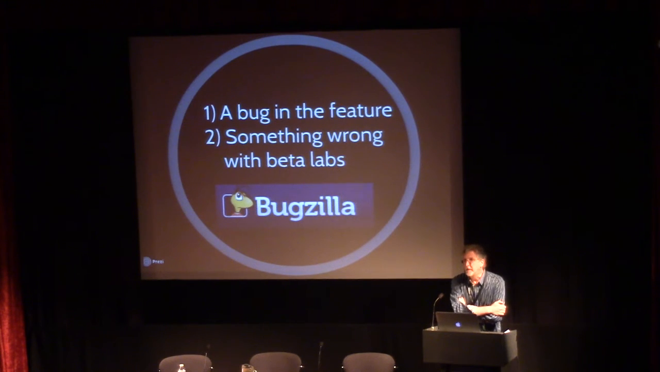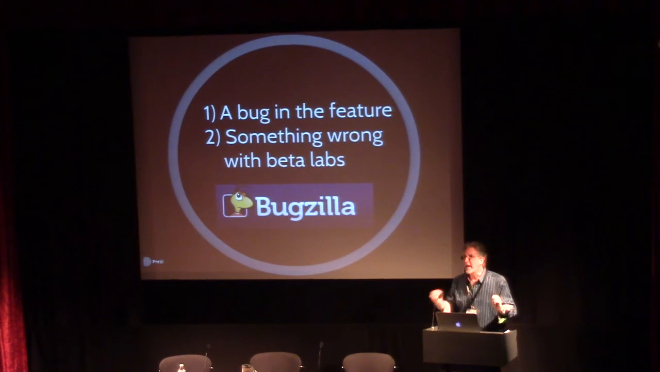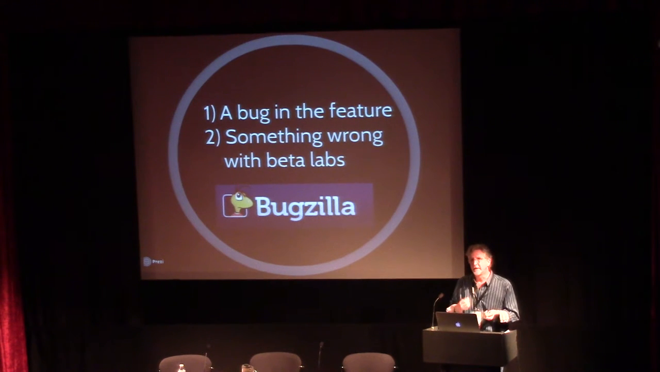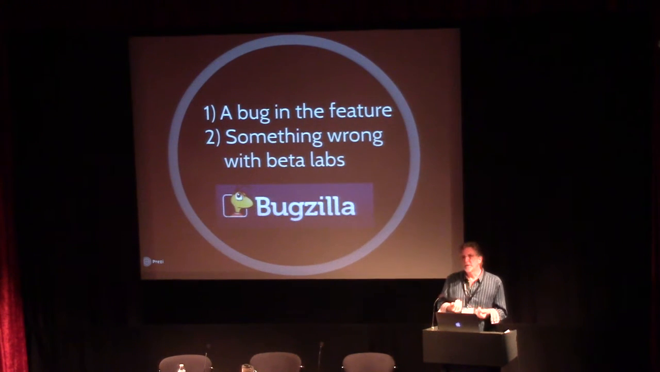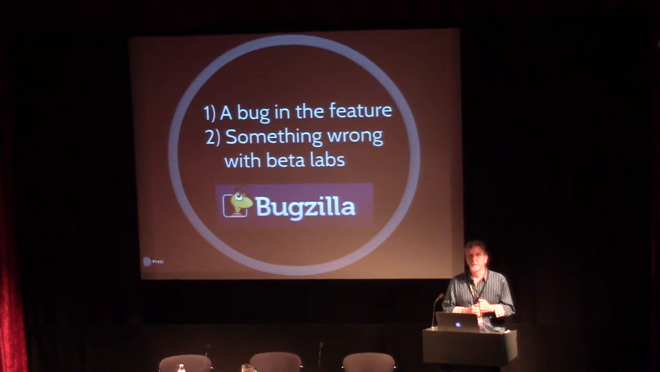One is that there's a bug in the feature. I mean, something that used to work has stopped working. Some text that used to be there is no longer there. Something is just wrong. And the other thing, another really brilliant aspect of Beta Labs is that it does inherit from production. Something is wrong with Beta Labs itself. If there's something wrong with the configuration of Beta Labs, that can and will propagate to the production environment.